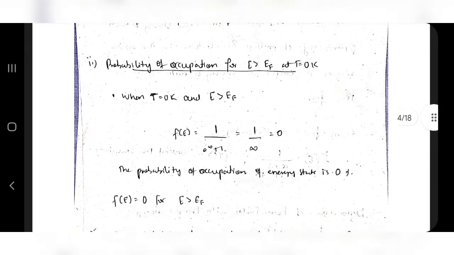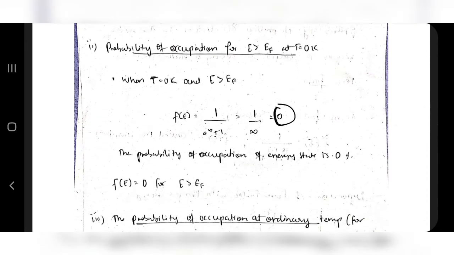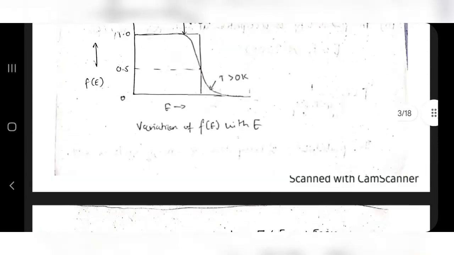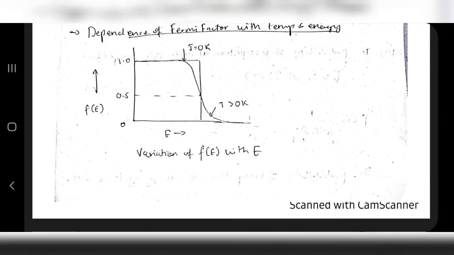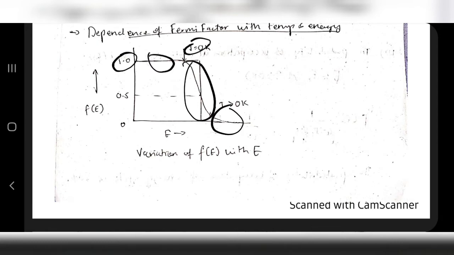If E is greater than EF, we get 0 if you apply the same thing here, and that shows that the probability of occupation of the energy state is 0%. That's what is depicted here. At T equal to 0K it is 1 for E less than EF, for E greater than EF it is 0, and in between, let's see what happens.